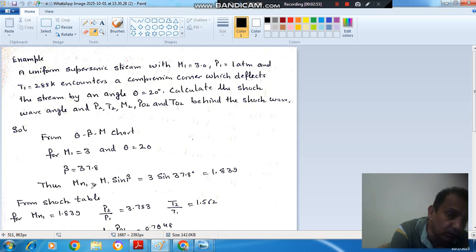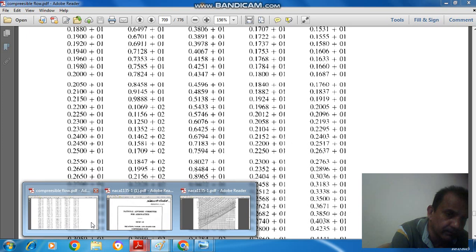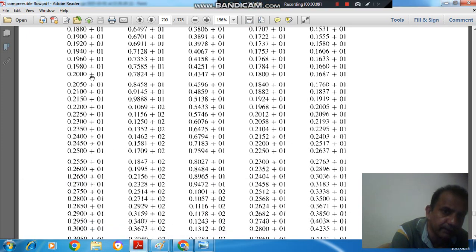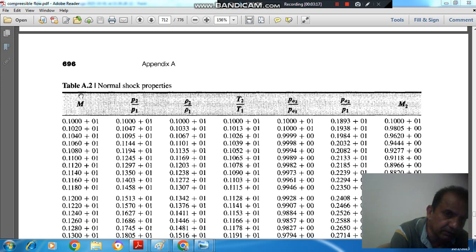Okay, and now corresponding to this normal Mach number, we will see the normal shock table, and that has come out as 1.839. This is the normal shock table, and this is Mach number, this is the pressure ratio, this is density ratio, this is temperature ratio, this is stagnation pressure ratio, and this is P02 by P1, and this is your M2.